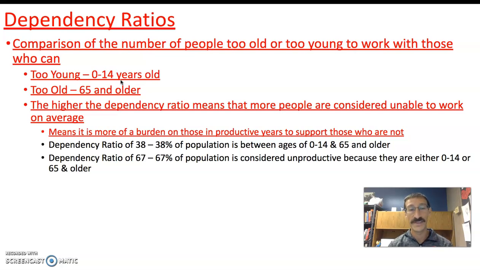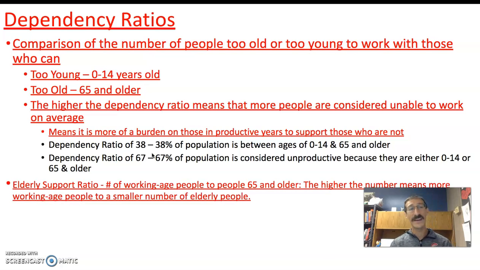Okay, a dependency ratio of 67 would mean that 67% of the population is considered unproductive because they're either in that too young or too old age range, which means that the people in that middle 1/3 between 15 and 64 have to produce a bunch, and they have to provide for really 2/3 of the population who can't financially support themselves or other people.